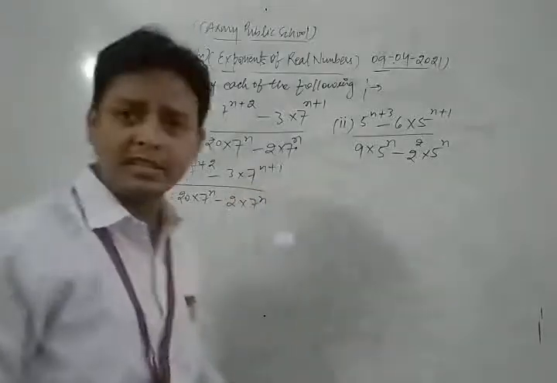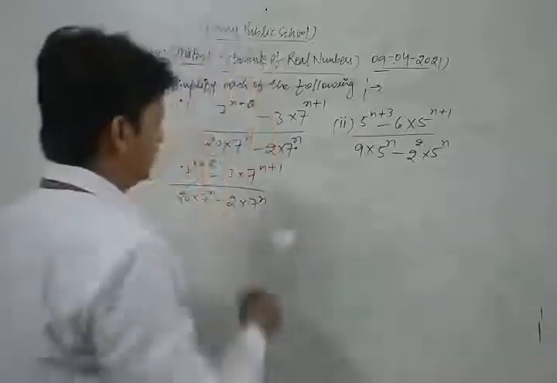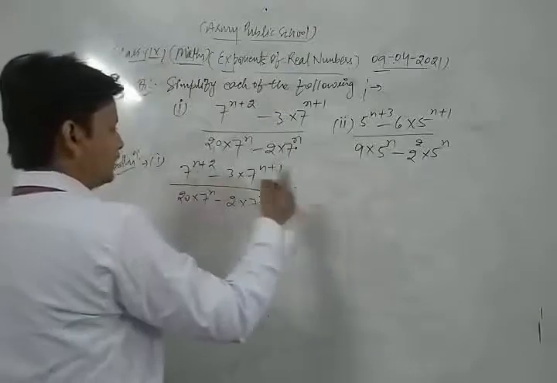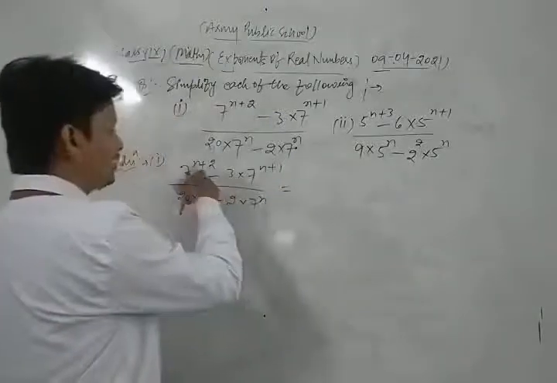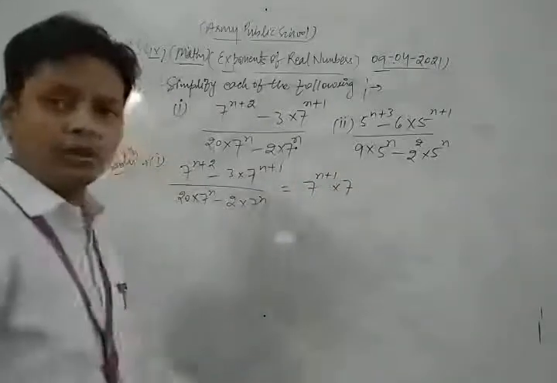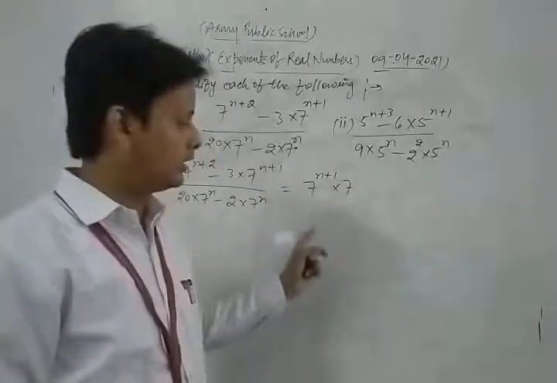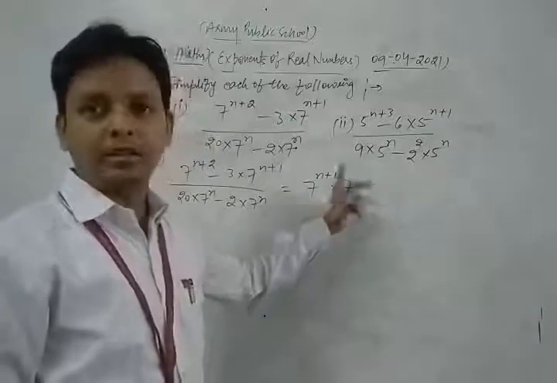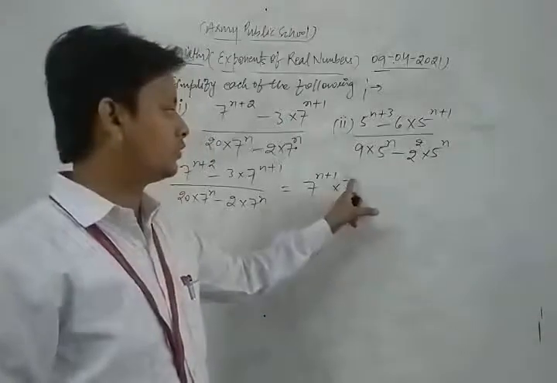Now, let's see what to do. We can write 7 to the power n plus 2 as 7 to the power n plus 1 into 7, because we know, as I discussed about the laws of exponents, if the bases are the same, then the powers are added. So the power is 1, so 1 plus 1 is 2.